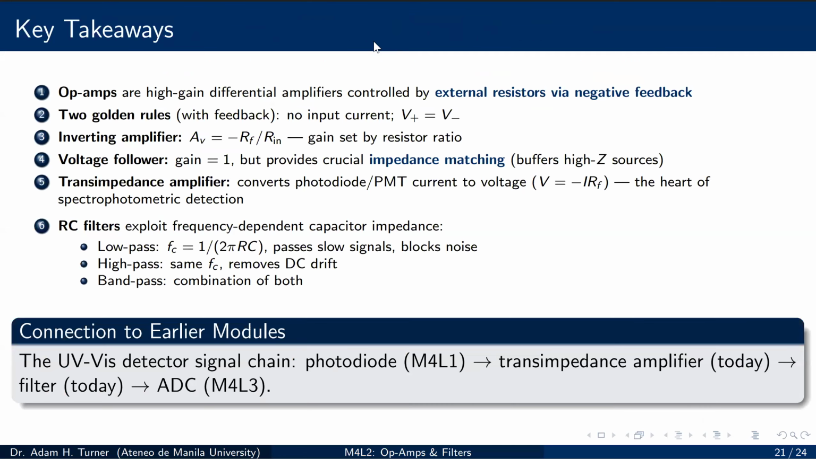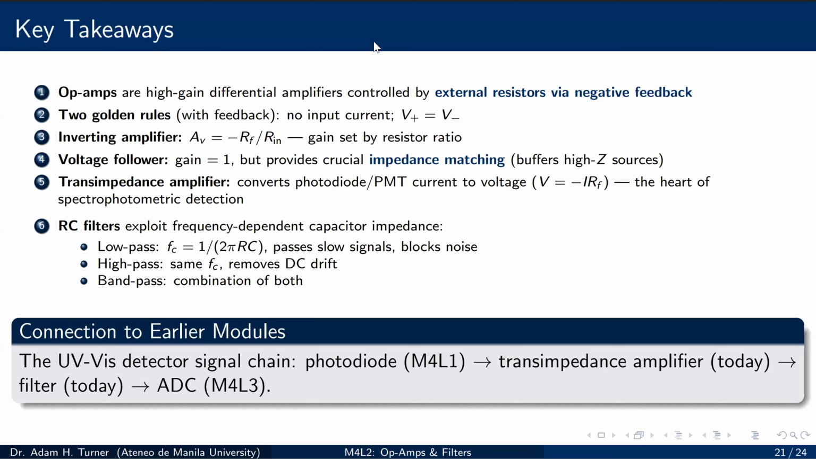Okay. So let's summarize everything in our key takeaways. We've learned that op amps are controlled by external resistors via negative feedback. The two golden rules, no input current, V plus equals V minus, are all you need for circuit analysis. The inverting amplifier gives gain of negative RF over Rin. The voltage follower provides impedance matching with unity gain, and the transimpedance amplifier is the heart of spectrophotometric detection, converting photodiode current to voltage.